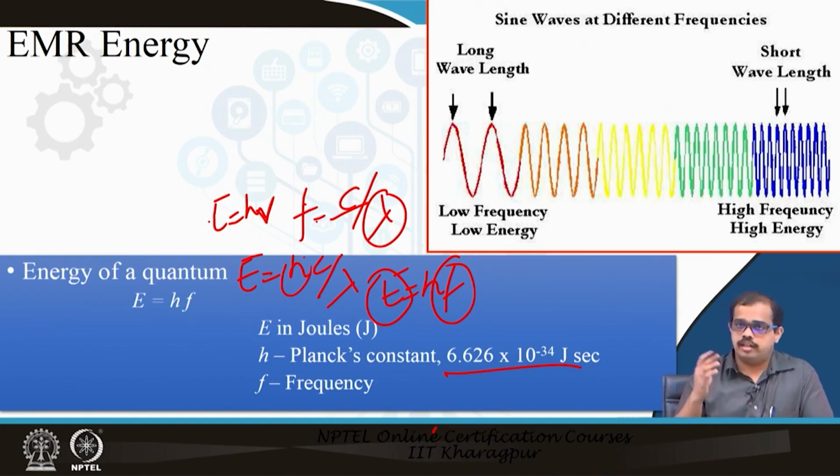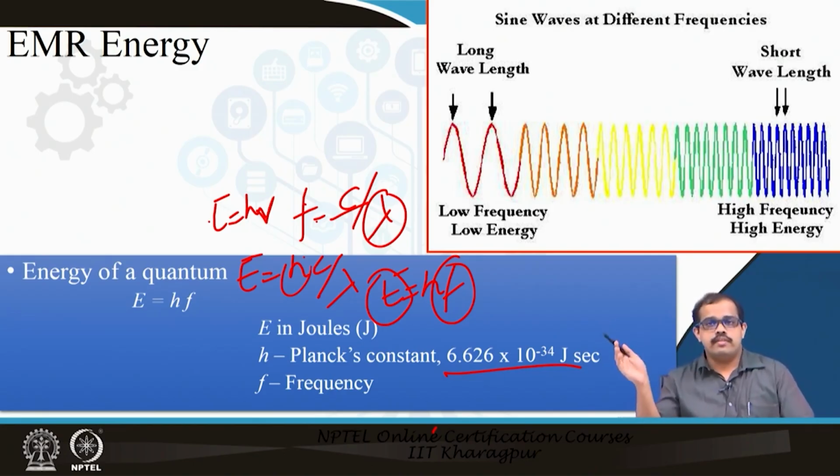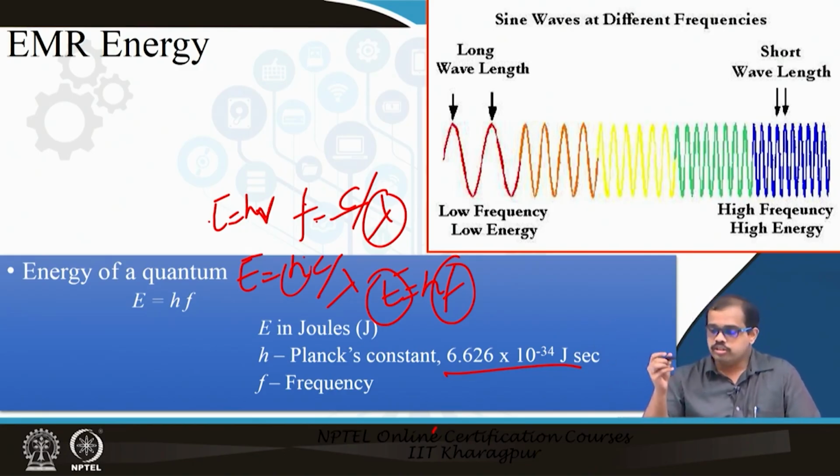So, nu or f is inversely proportional to the wavelength, that is f is equal to c by lambda. So, E is equal to h c by lambda. So, when you look at this equation, frequency is directly proportional to your energy, and wavelength is inversely proportional to the energy. So, how does it affect your remote sensing?